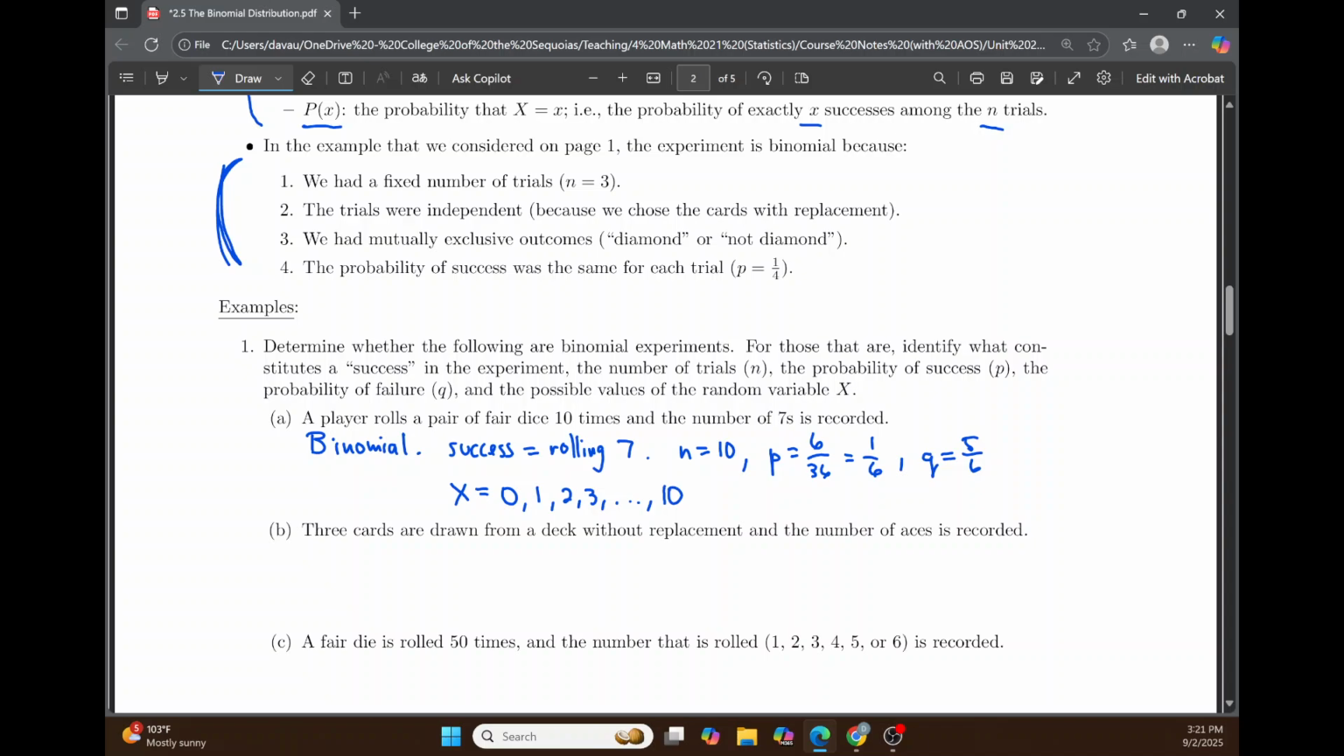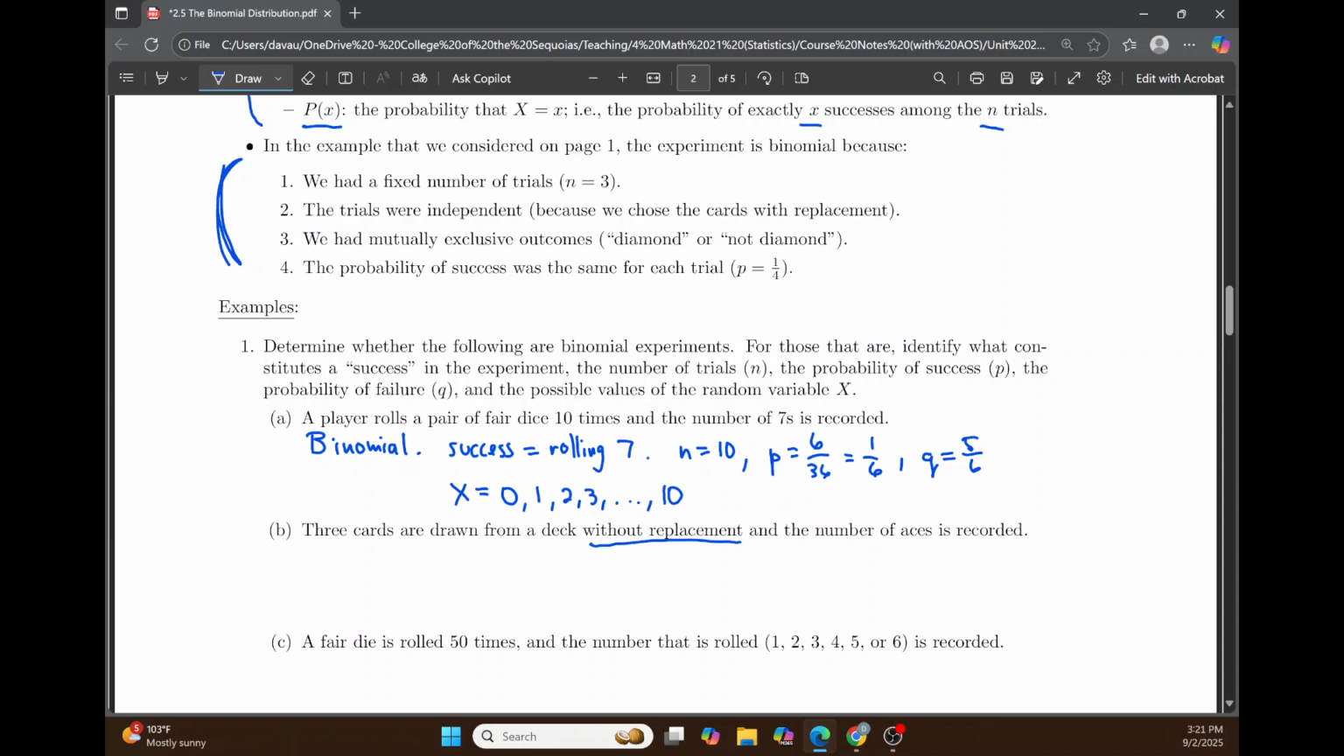Okay, so that's it for part A. Let's look at part B. It says 3 cards are drawn from a deck without replacement, and the number of aces is recorded. The first question is, is this a binomial experiment? And the answer is no, not in this case, right? Because we're drawing the cards without replacement.